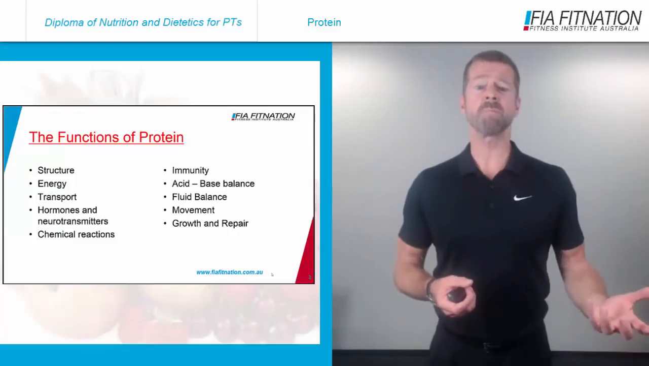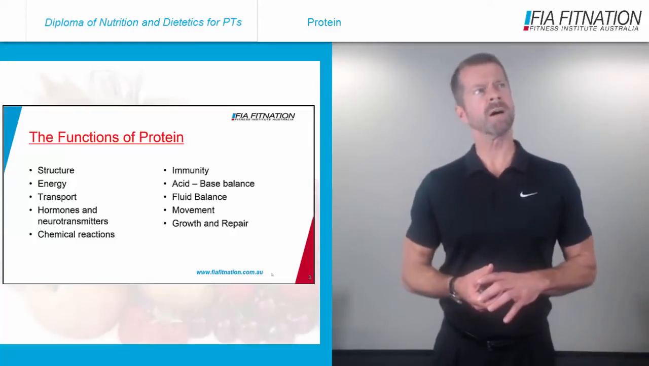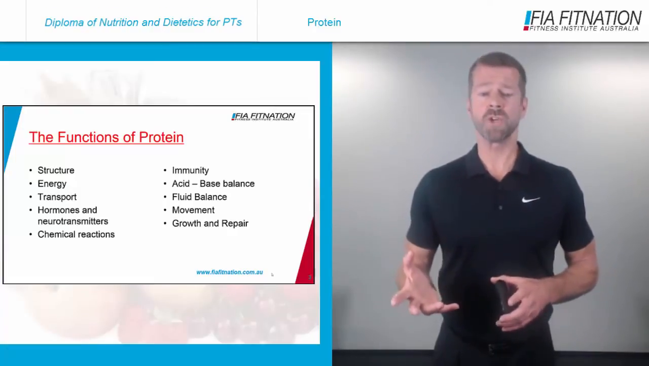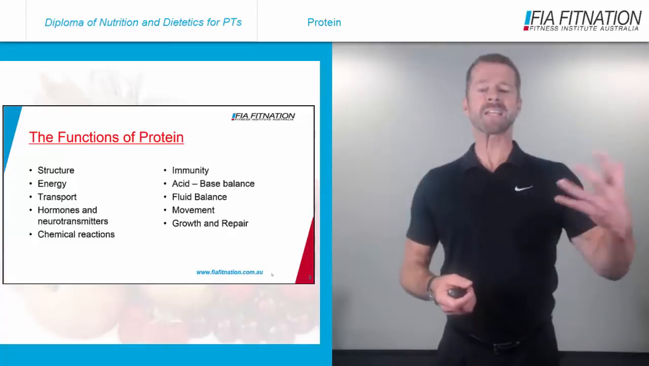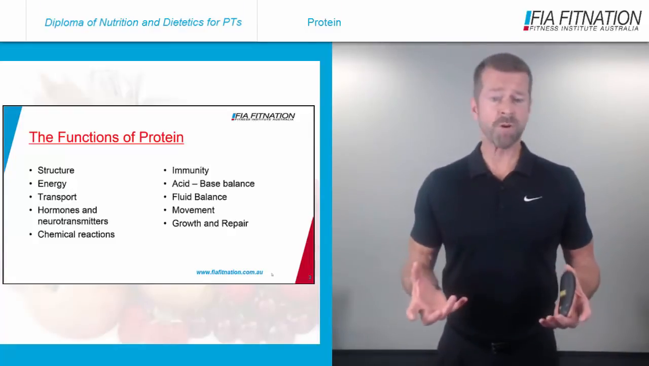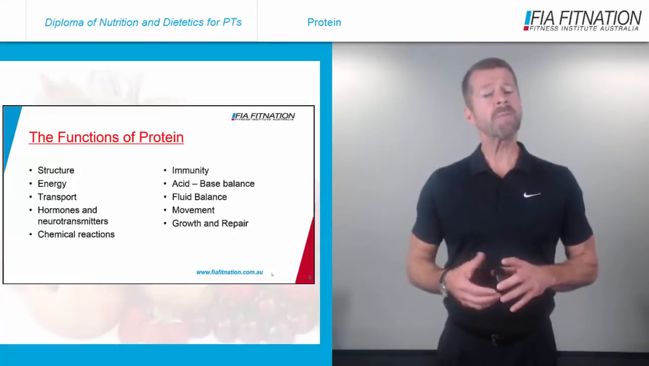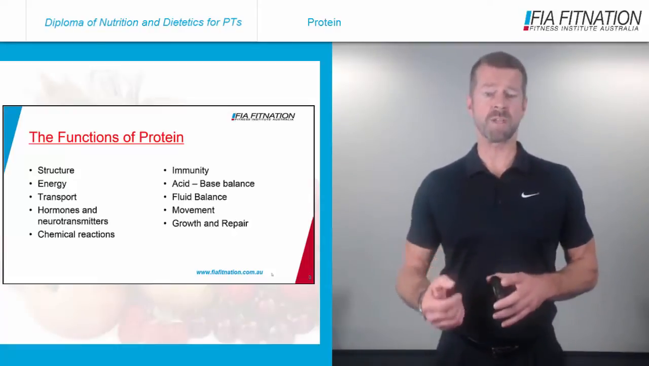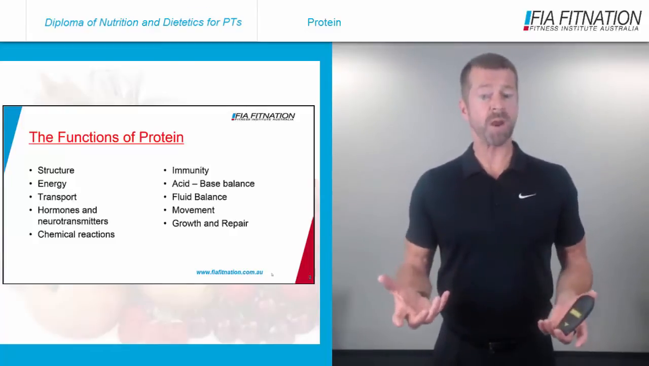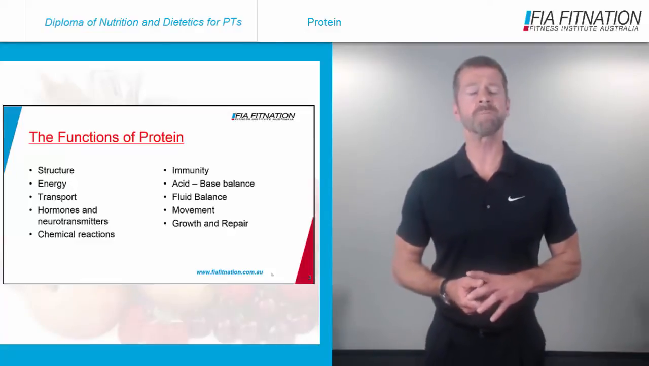Glutamate would be an example of that, and there's another one called GABA, or gamma aminobutyric acid, which is a very important neurotransmitter. So some of them are excitatory and some of them are inhibitory neurotransmitters, but they're all made of protein and they're all absolutely essential to function. Chemical reactions: enzymes facilitate chemical reactions, and enzymes are primarily made of proteins as well. So again, another really important function of protein.